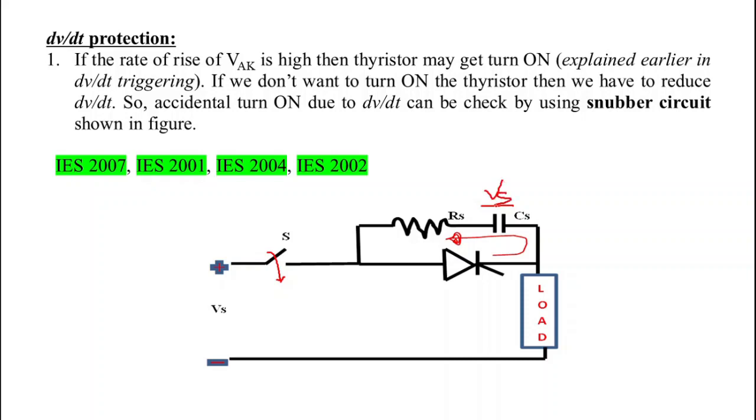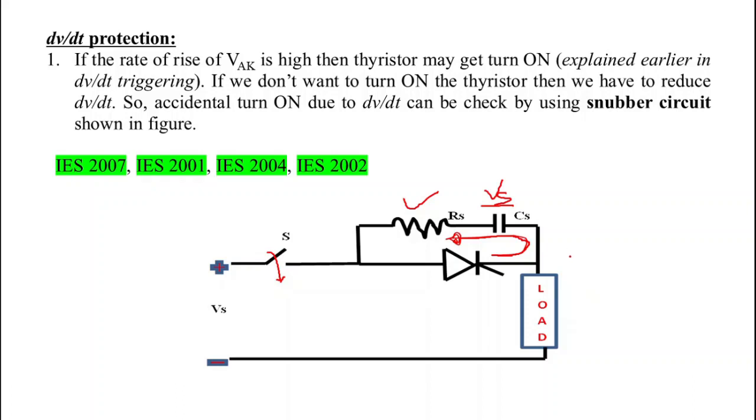Once the SCR is on, then this capacitor discharges through SCR, and this is the discharging path. This discharging current is very high, which may destroy the SCR. So to limit this discharging current, a resistance Rs is placed in series with capacitance Cs. So we can say that Rs helps to limit this discharging current and protect SCR.